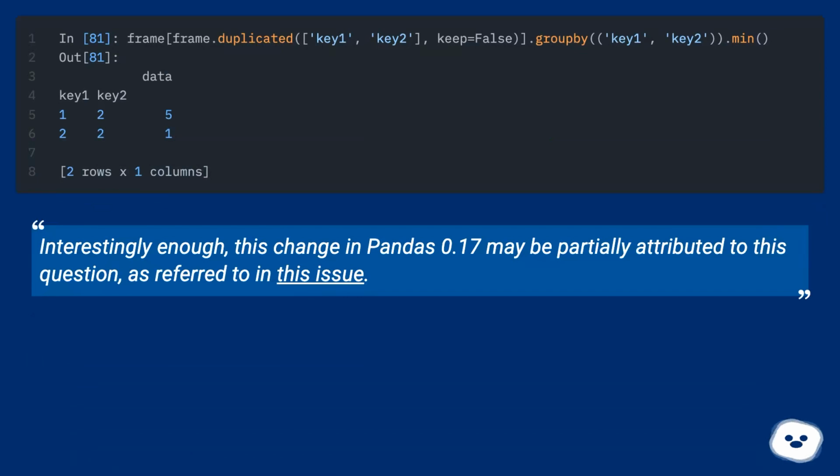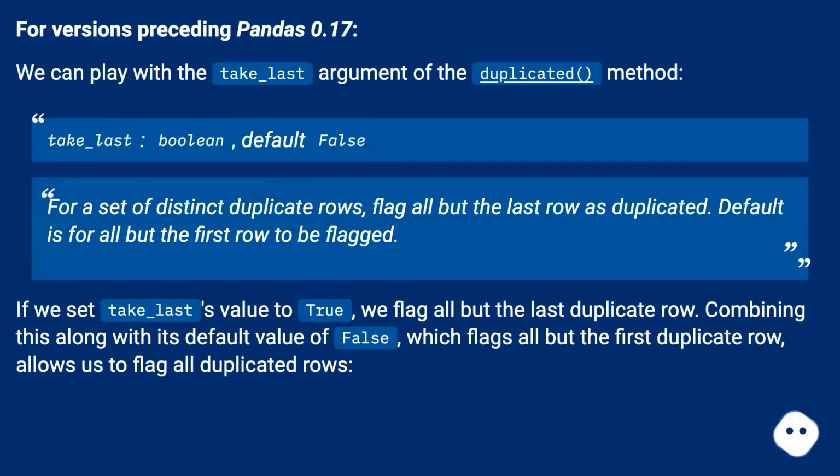Interestingly enough, this change in Pandas 0.17 may be partially attributed to this question, as referred to in this issue. For versions preceding Pandas 0.17, we can play with the take_last argument of the duplicated method.